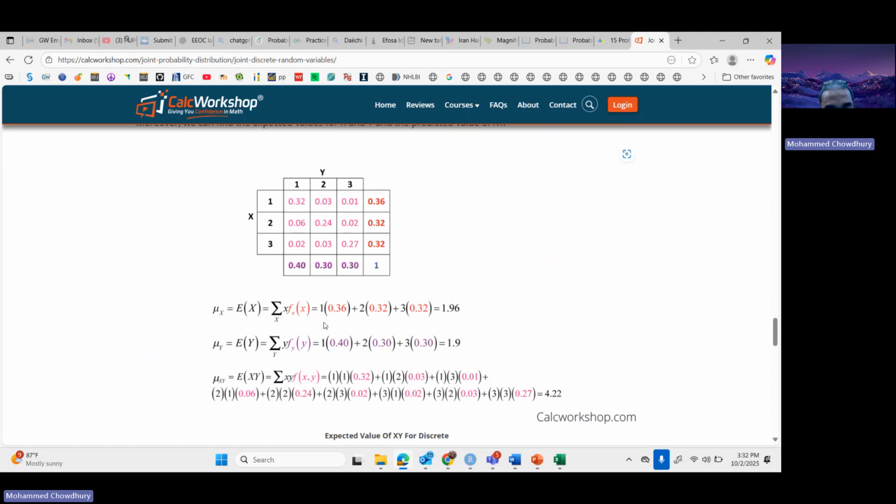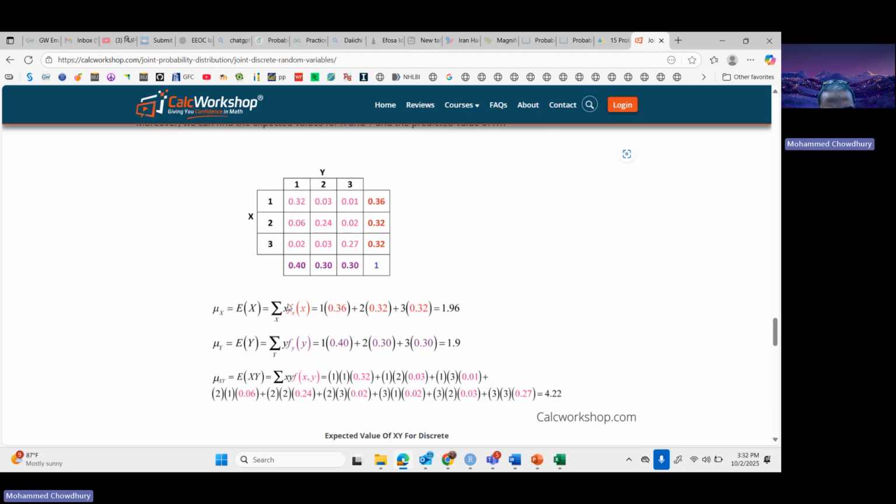So from there now, if you are asked to find the mean of x, this is the way you have to find the mean of x. 1 times 0.36, which is this, 2 times 0.32, and 3 times 0.32. This is the average, expected value, or mathematical expectation of x. Okay. Now, how to find the mathematical expectation of y?